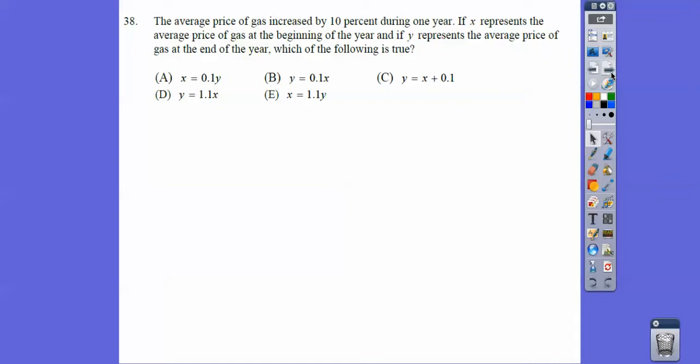All right, so here we have the average price of gas increased by 10% during 1 year. If X represents the average price of gas at the beginning of the year, and if Y represents the average price of gas at the end of the year, which is true? So start with 100%, that's what X is, then you add 10%, that's going to give us 110%, which is 1.1. Move the decimal over 2 places. So 1.1x is our Y, because our Y is our ending part right there, so choice D on that one.